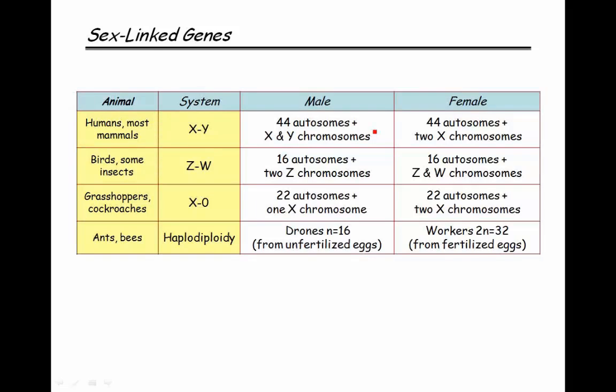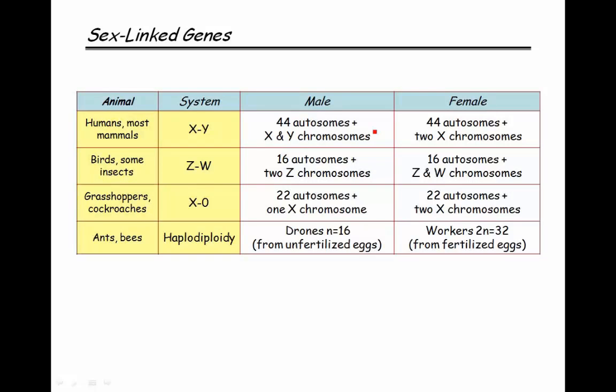In birds and some insects, we have what's called the ZW system. The ZW system is not so different from the X and the Y system. It's just kind of flip-flopped. So in this case, it is the male that actually gets 2 of the same chromosome, and the female is the one that has the 2 different chromosomes.